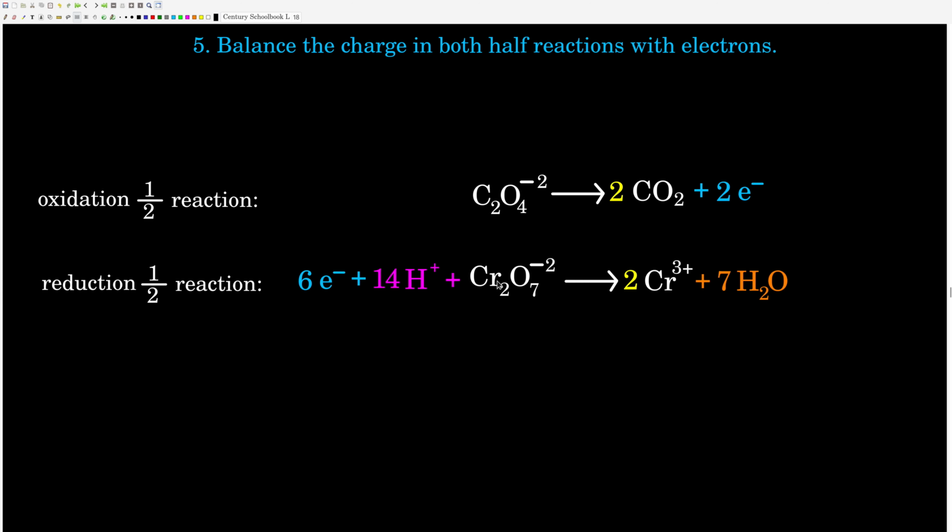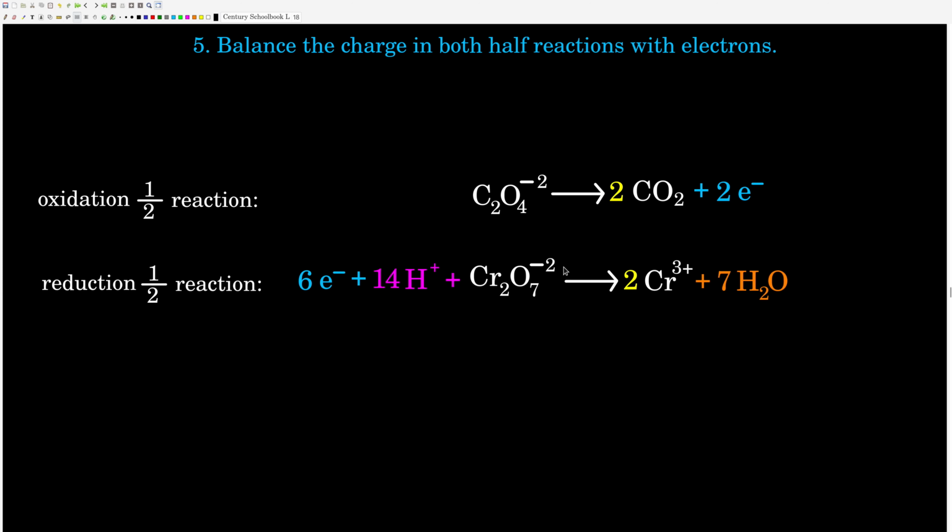Now in the reduction half reaction, before I add the electrons, we have 2 times 3 is +6 on the right. On the left, we have 14 positives minus 2 is 12 positives. So we need 6 negatives on the left to cancel out 6 of those positives, so they end up with 6 positives also. So we add 6 electrons.